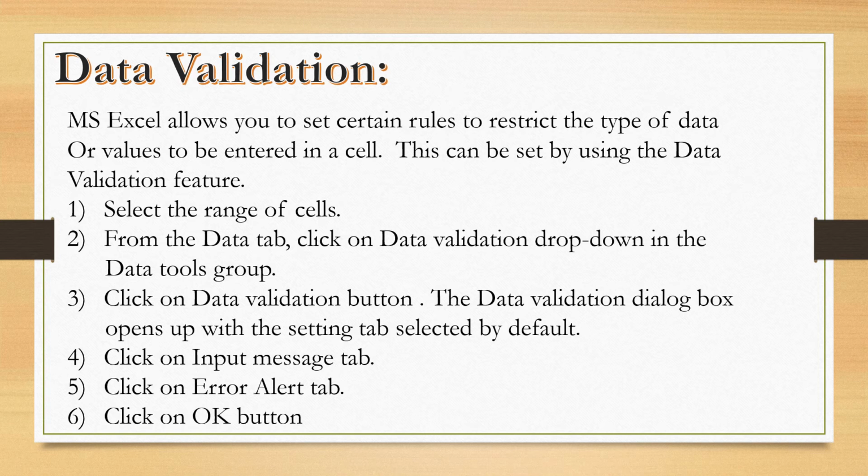In this data validation dialog box, 3 tabs will be there. By default, the settings tab will be selected, the next tab is the input message tab, and the next one is the error alert tab. One by one you have to apply the details. First complete the settings tab, next the input message tab, and next the error alert tab. After giving all the information, click on the OK button.